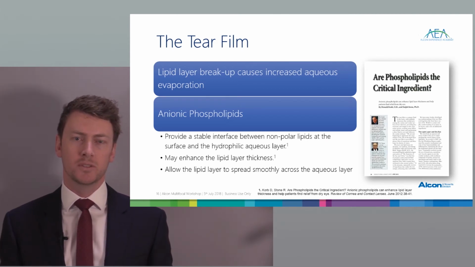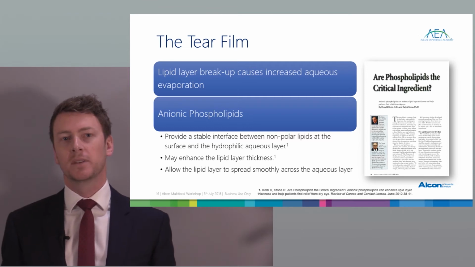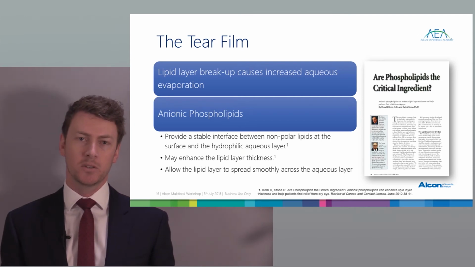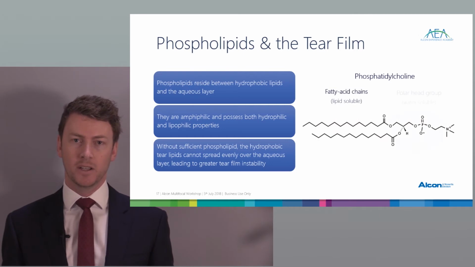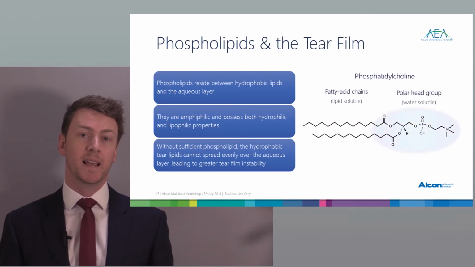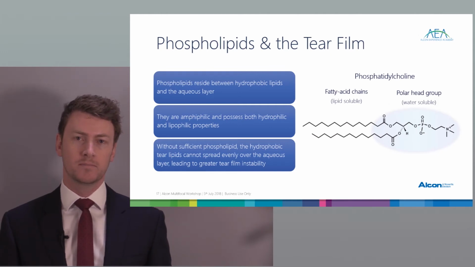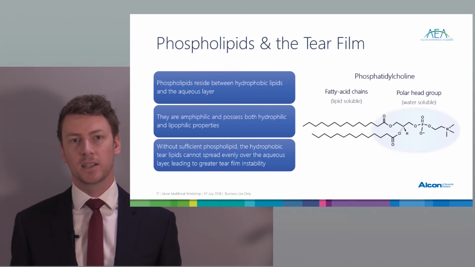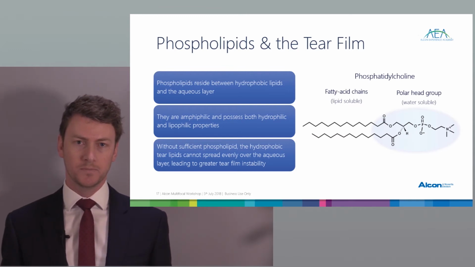So these are molecules that are happy in both oil and water, so they create a stable interface between the non-polar lipids at the surface and the aqueous underneath, to allow the oil to spread evenly across that surface. One example of an anionic phospholipid that occurs naturally in the tear film is what's called phosphatidylcholine. It's bipolar, so it has one end which is made of fatty acid chains and is lipid soluble, and one end which is water soluble.